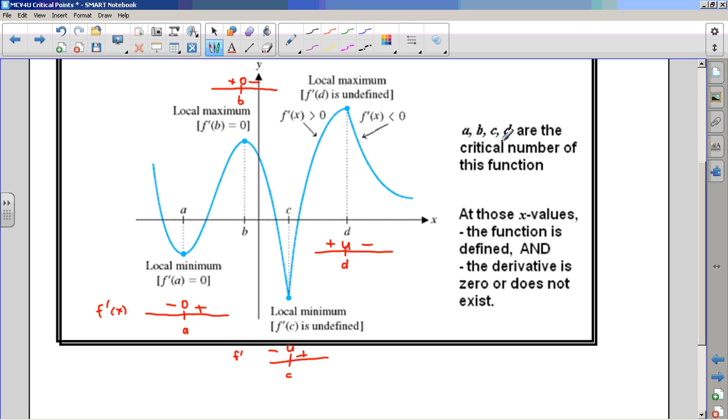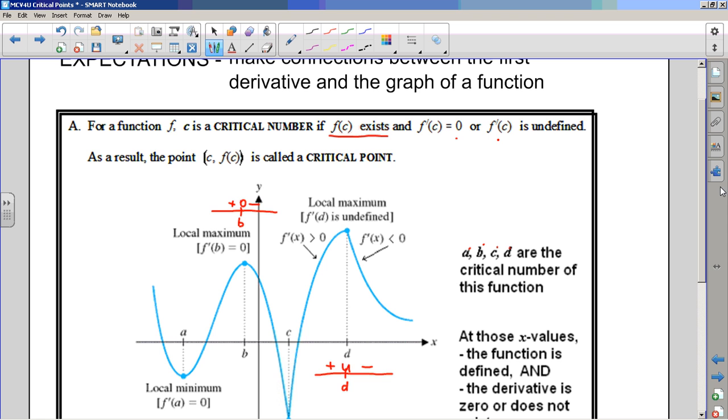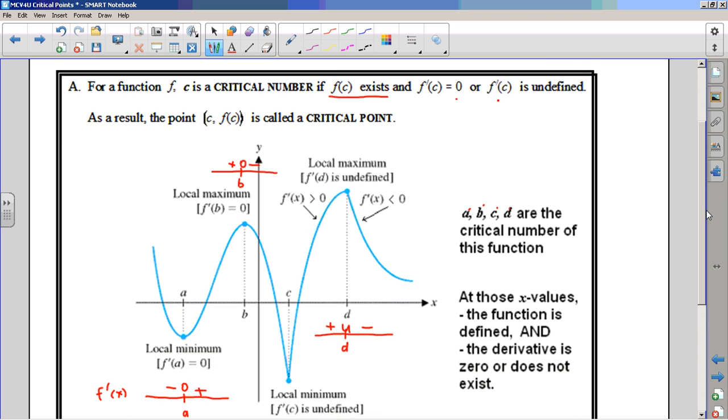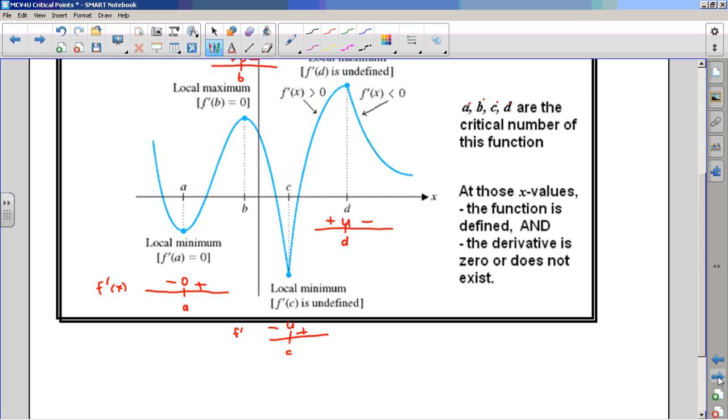At those x values, a, b, c, and d, the function's defined. There are no holes or discontinuities. And the derivative is 0 or does not exist. So there it's 0, there it's 0, does not exist, does not exist. So all these points are critical points. Okay? And the idea is we'll investigate critical points to determine whether they're maximums or minimums. Okay, hopefully you got that idea about a critical point.